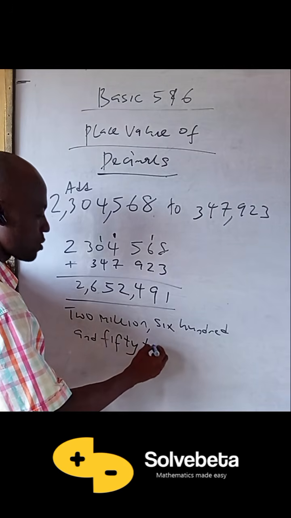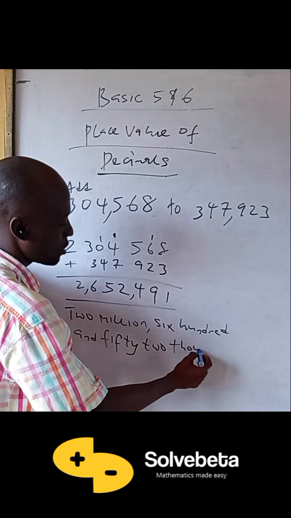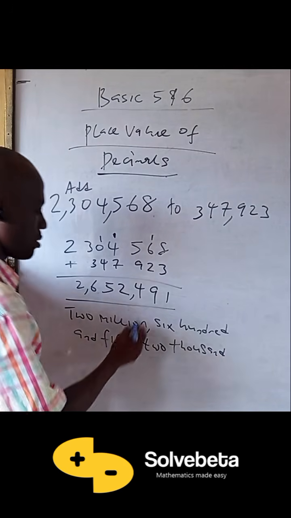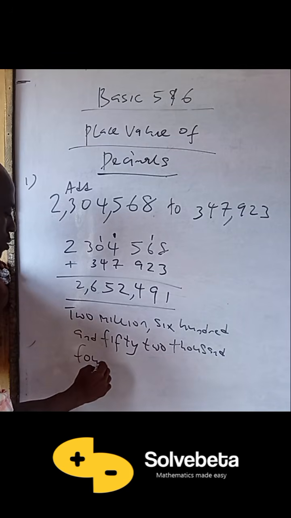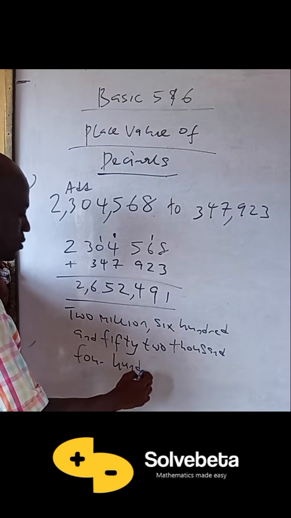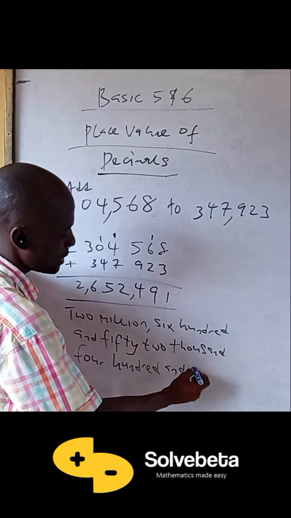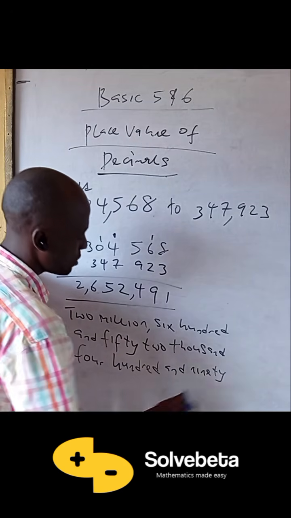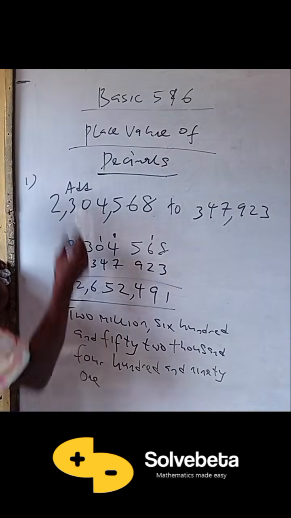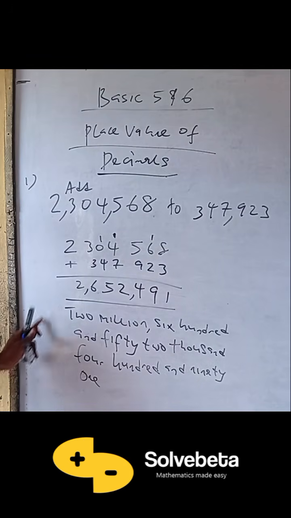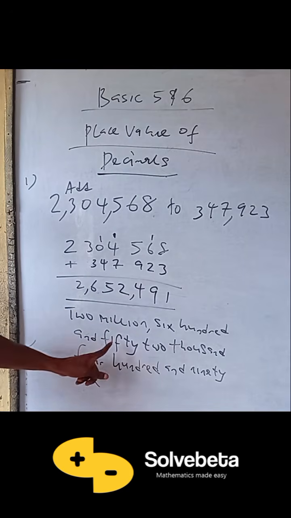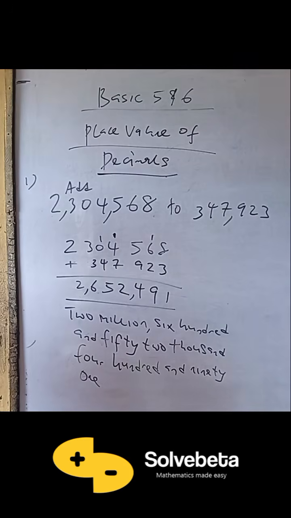652,000, 2,000, 491. So I've added this number and I've written it in words: 2,652,491. And let's go to another one.